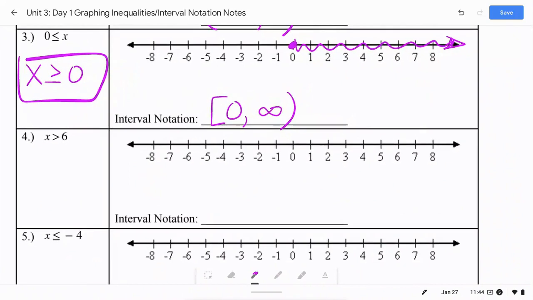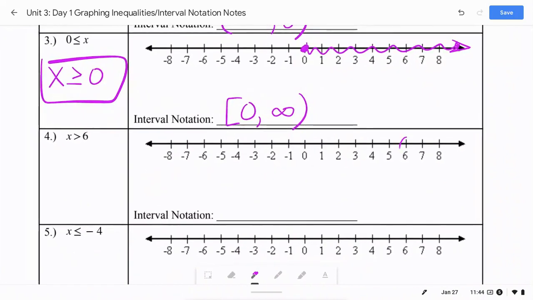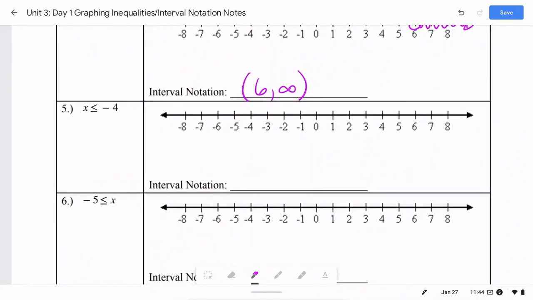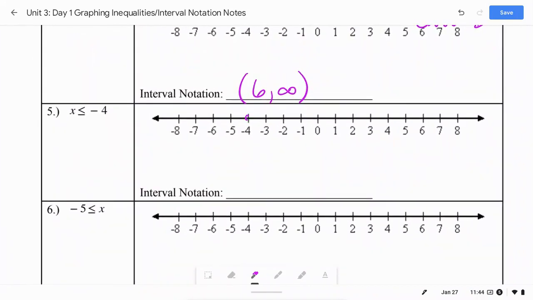In example 4, it's going to be an open circle on +6, and since it's greater than, it's going to be shaded to the right with an arrow. So the interval notation would be parenthesis 6, comma, positive infinity with a parenthesis. Example 5, we're going to have a closed circle on -4, and it's less than, so everything is shaded to the left. So the interval notation would be from negative infinity to -4 with a bracket around the -4 since it's a closed circle.